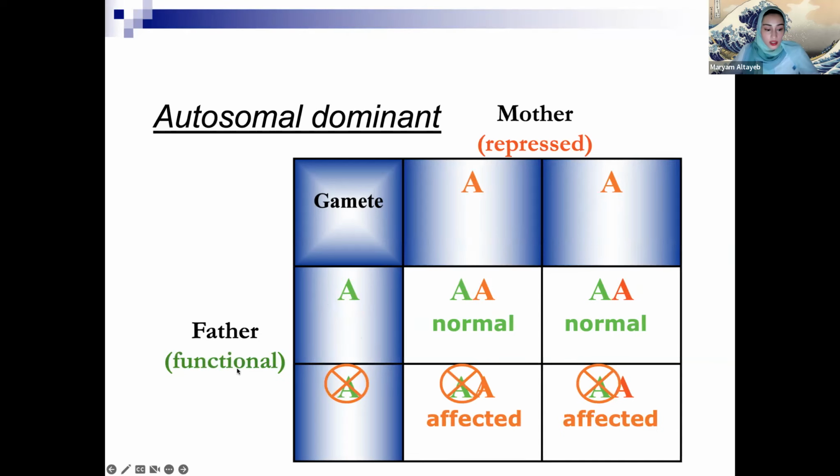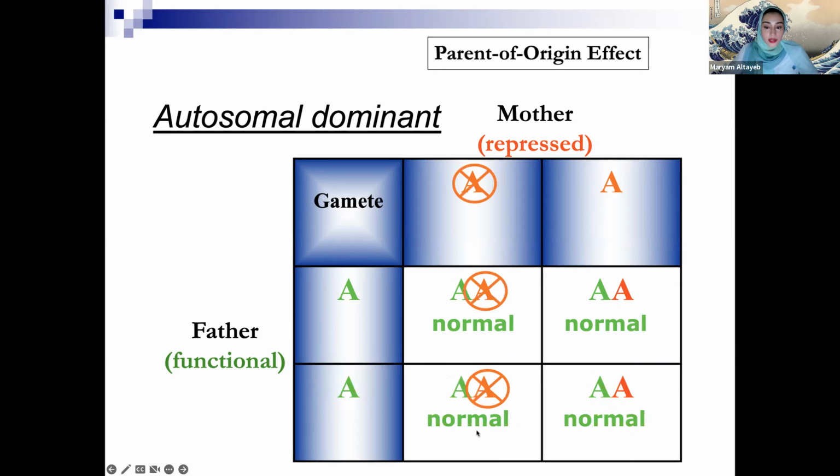This is another example. Let's say the other way around. If the father's copy is functional and the mother's copy is repressed, and you have a mutation over here in the functional copy that comes from the father. Because you receive a repressed gene from the mother and a non-functional copy from the father, you're still going to have an affected individual in this case and in this case. So 50% affected and 50% normal. Does that make sense? And again, same vice versa.